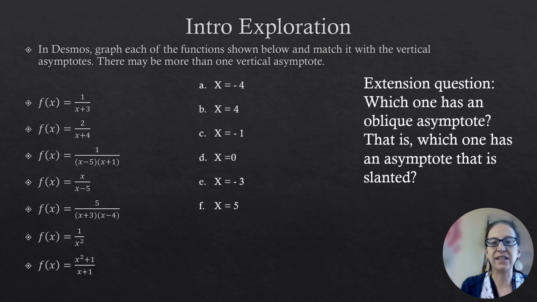And then as an extension question, which one has an oblique asymptote? Now you might not know what that is, so we have a clarification. That is, which one has an asymptote that is slanted? So it's not either straight up and down or straight back and forth. It's straight diagonally. Okay, so pause the video and then work that out, and what you're looking for is that pattern. I'll stop talking so that you have a chance to pause the video.